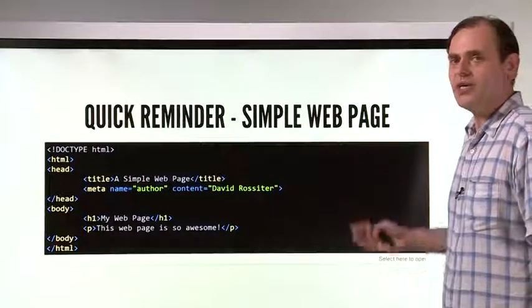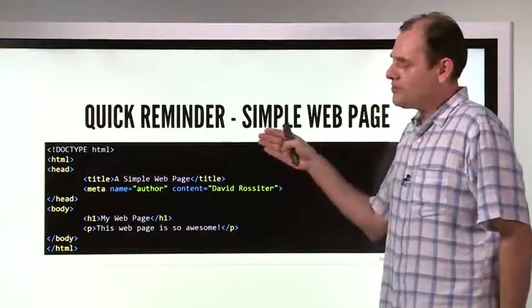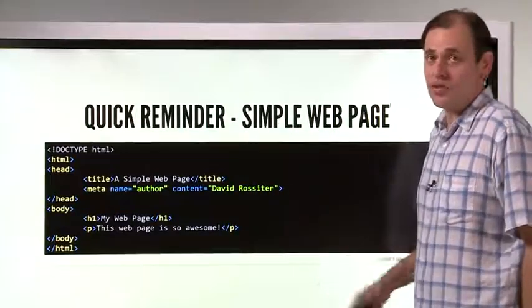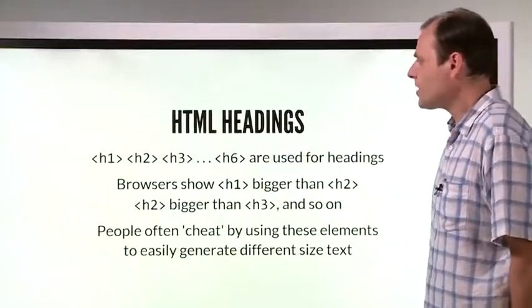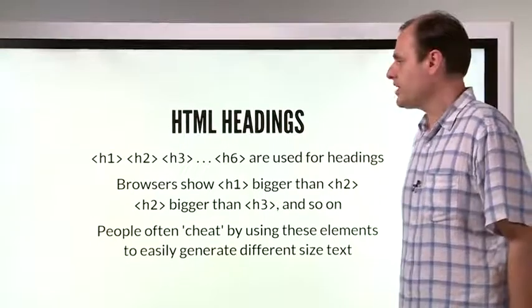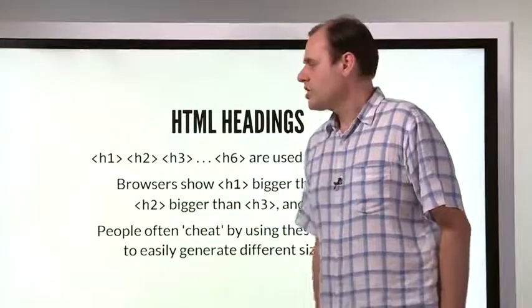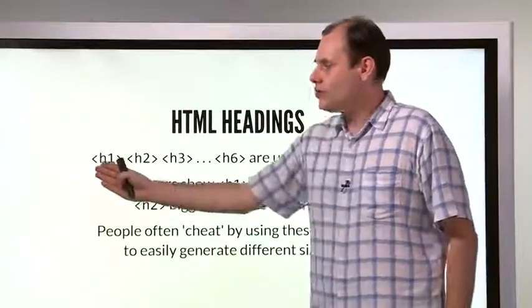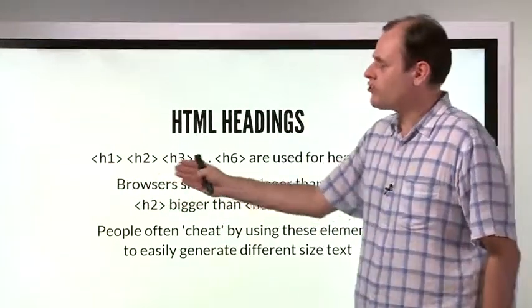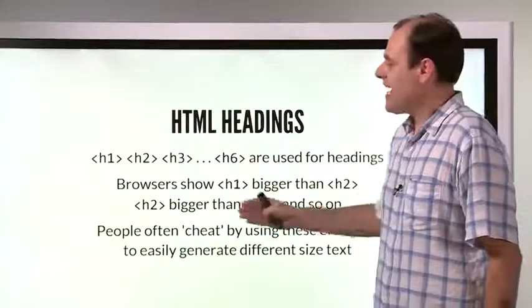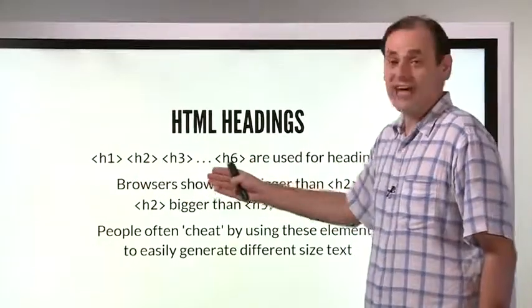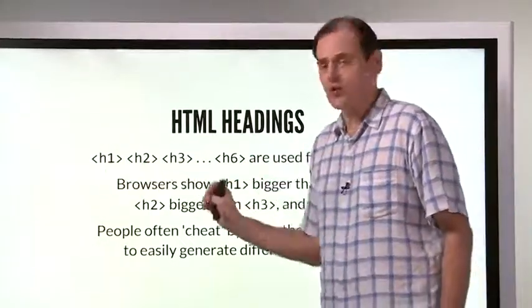So, quick reminder, what do we already know? Well, we've seen this web page and we've talked about this web page. So let's strengthen our understanding. In that web page we've already seen we had H1. So there's actually a range of those. There's H2, H3, H4, H5, H6, and each one gets smaller and smaller. So that H1 is the biggest one.